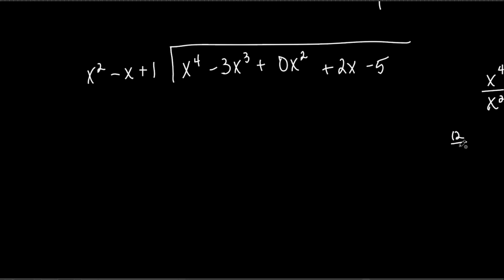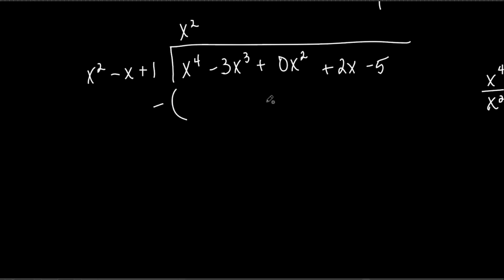Watch, 12 divided by 3. What's 12 divided by 3? It's 4. How do I check to see if that's right? 4 times 3 should be 12, correct? All right, so that's something to think about. So how many times does x squared go into x to the 4th? X squared times. What do we do? We multiply and then we subtract.